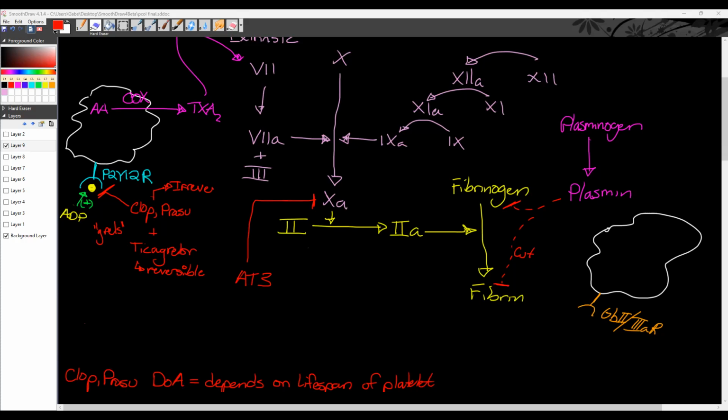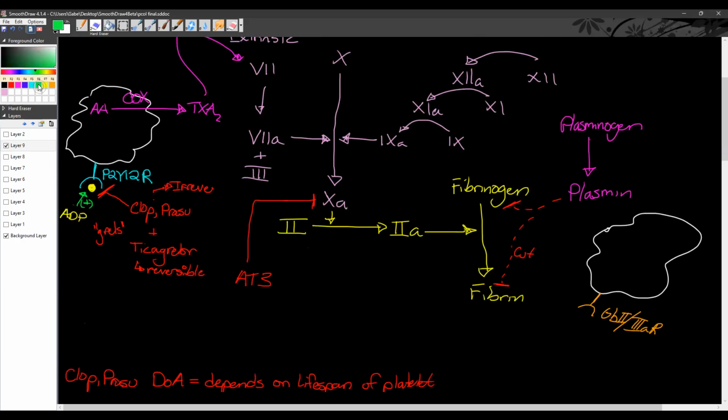Yep, about 7 to 10 days. Great. So one of the things that ends up happening is that once the P2Y12 receptor is activated, two things happen. The first is that the cell turns on the COX enzyme, and what that does is it helps with the release of thromboxane, which helps activate other platelets.